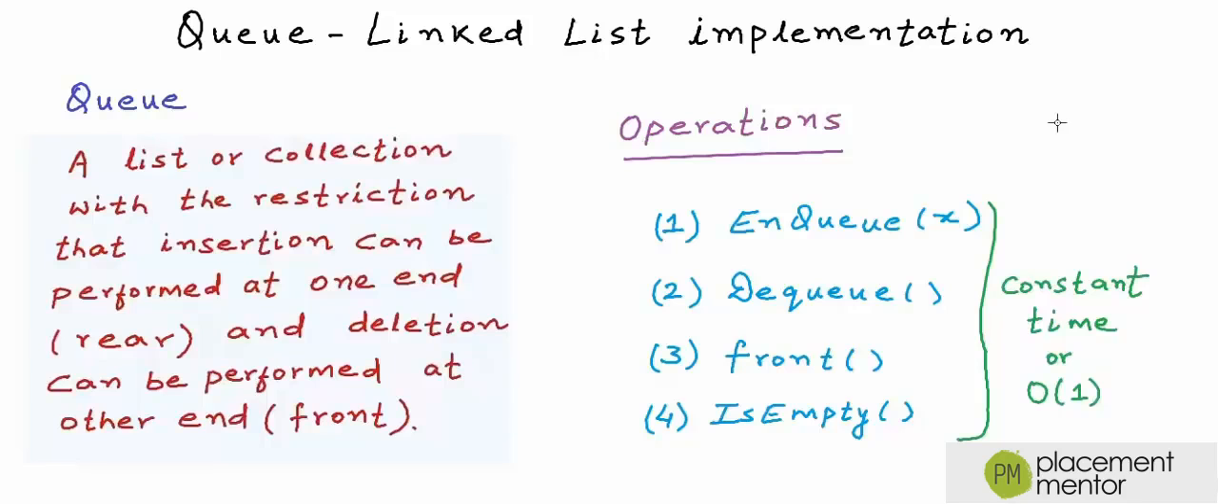Front operation, front function, should simply return the element at front of list, and is empty should check whether queue is empty or not. And all these operations must take constant time. Their time complexity should be big O of 1.